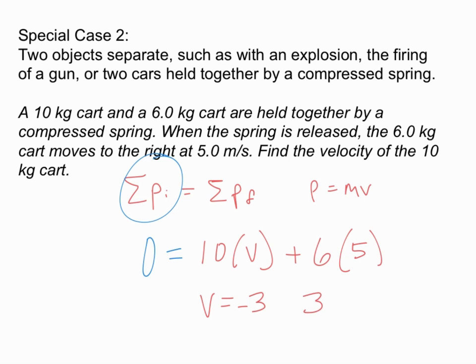And again, that should kind of make sense. That the object moves to the left, since the other object moved to the right. You know, we wouldn't expect them to both go in the same direction when the spring was released. So anyways, this is a good method of setting up that sort of a problem that illustrates your understanding of momentum conservation.